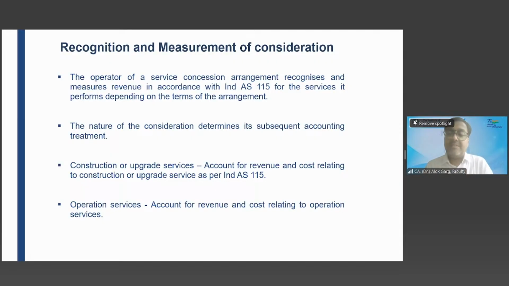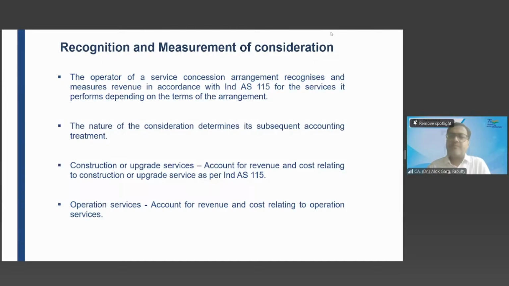It means at times the government not only gives a private party the job to construct, it also gives it for upgrade, right? For example, if you have to upgrade the infrastructure. So number one, construction or upgrade service. Number two, maintenance or operation service. These are the kinds of services the entity is giving to the government, and in return the entity is collecting money from the government as a fixed consideration or as a right to collect the consideration.